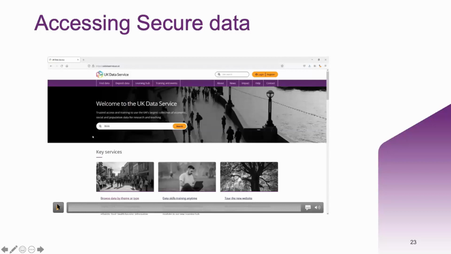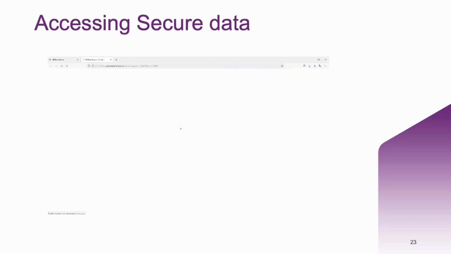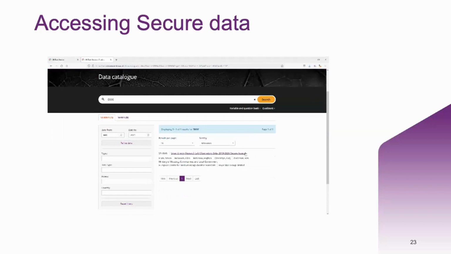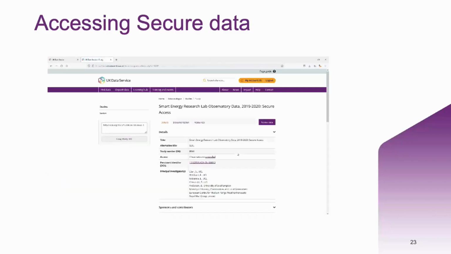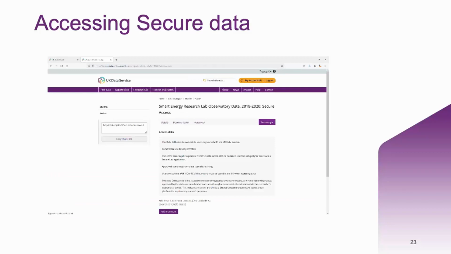We then have secure data. So again, we've popped a data set into the data catalogue. This one's 8666, which is our Smart Energy Research Lab data. And the giveaway that it's secure access is that it has secure access in the title. Safe room data has safe room in the title. So that's your main differentiation. Access data, here you go. This one's got quite a few access conditions because it is a secure access data set.